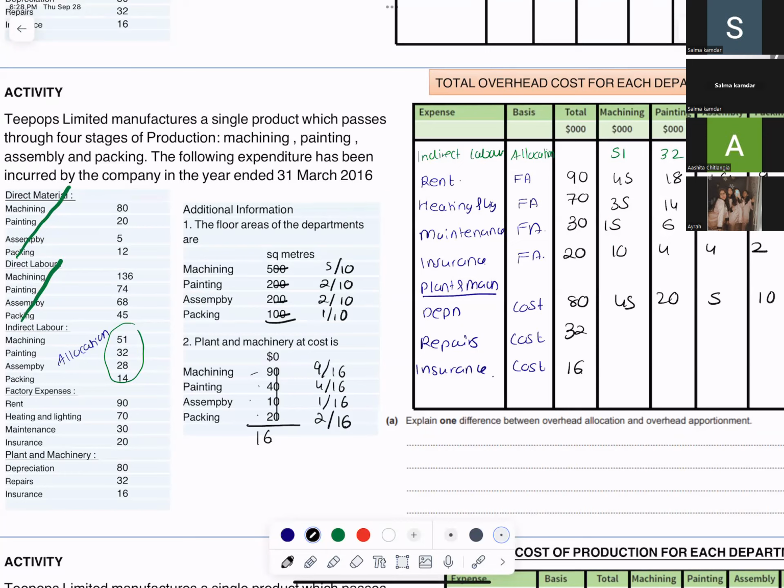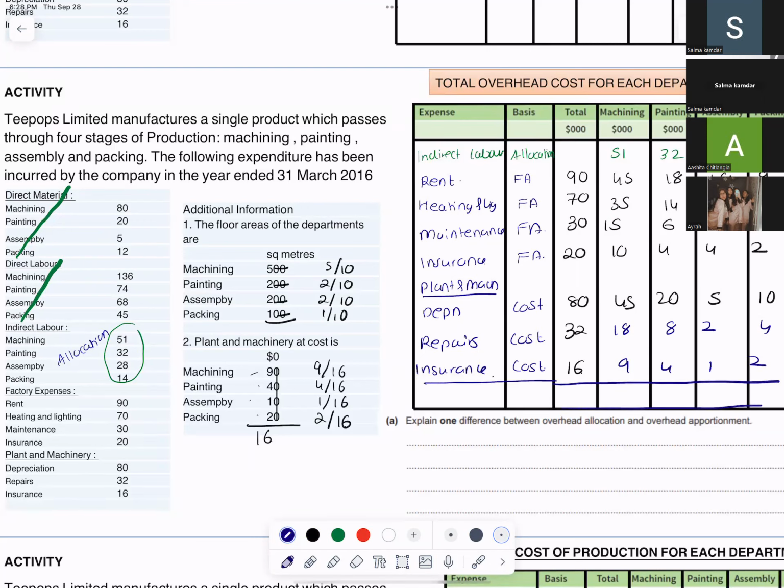Then this would be 18, 8, 2, and 4. Next one, 16 into. First one is 9. 9, 4, 1, 2. And then you will do the total.